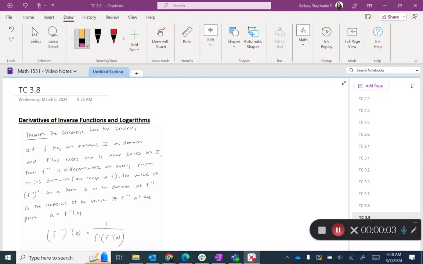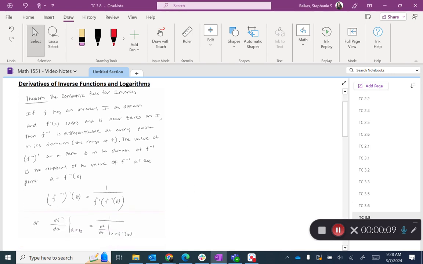In this video, I'll go over the derivative of inverse functions and logarithms. Let's start with the definition. The derivative rule for inverses states that the derivative of f inverse is equal to 1 over f prime of f inverse. Let's take a look at an example of this.